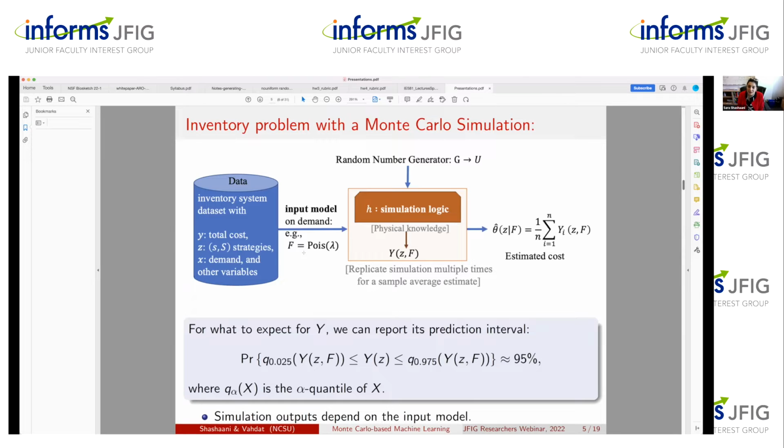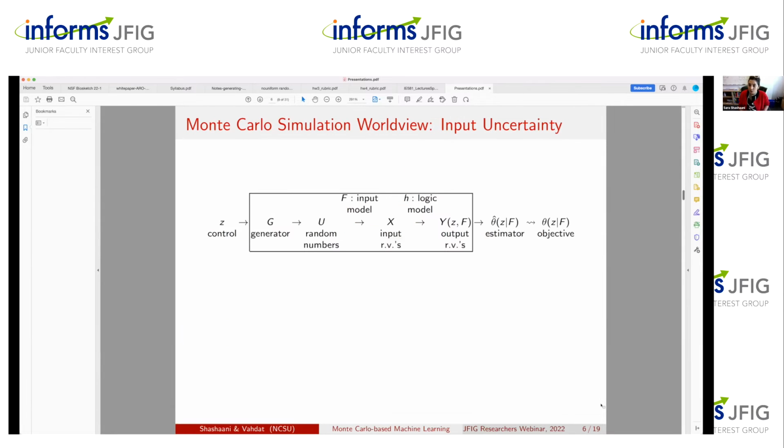Because I'm using this F here, and I always use this input model, if I am 100% sure that that's how the demand is going to be, then I would say, yes, this prediction interval is very likely to cover with 95% what should actually be happening in terms of the total cost under that choice of Z, right? But if I'm uncertain about this F, then F is going to have an effect on this prediction interval and the quality of my output from this simulation. And that's what's called the input uncertainty in simulation.